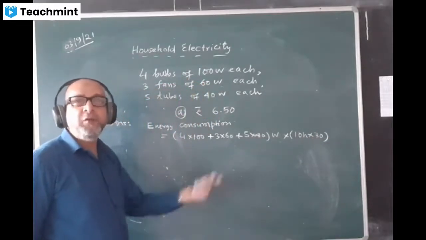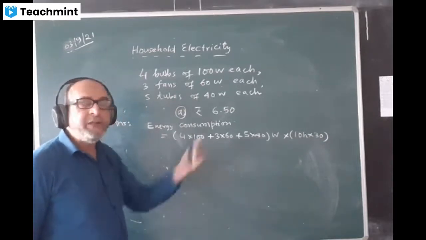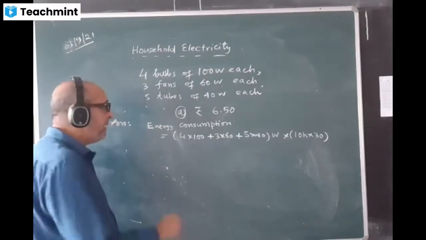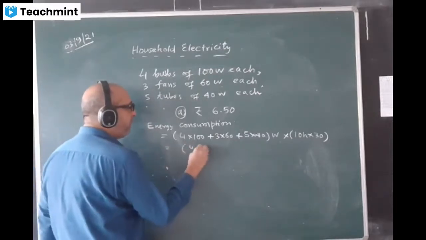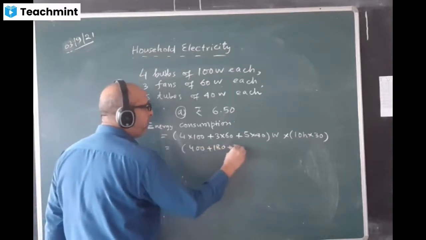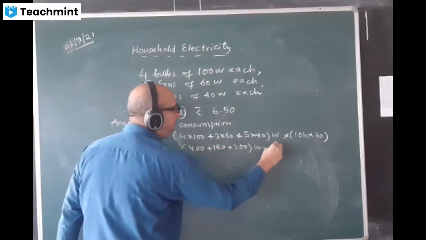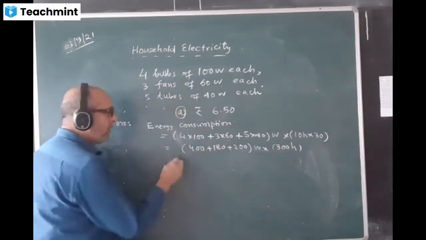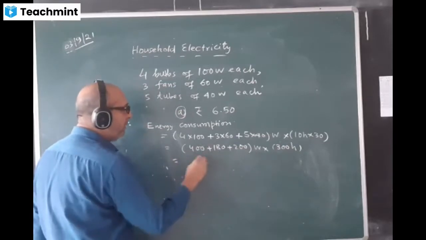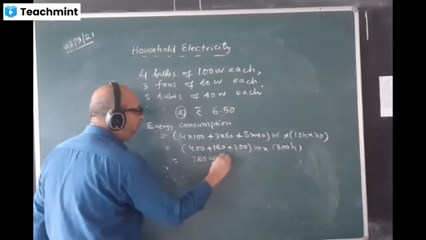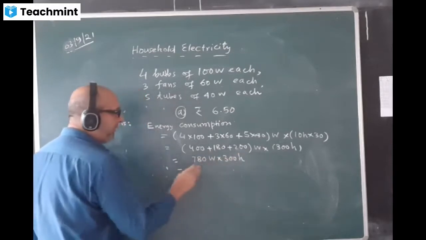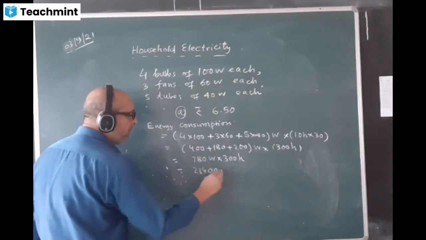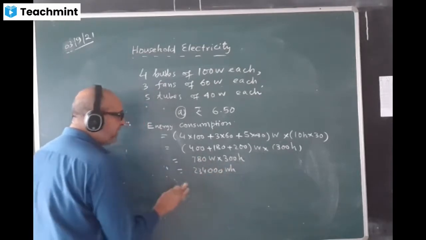If they say for a week, then into 7. For 10 days, into 10. But the question here says 30 days, so I'll multiply by 30. This comes 400 here, 180 here, 200 here, this much watt, and 300 hours altogether in a month. Addition of these gives 780 watt into 300 hours, which is 234000 watt hours.